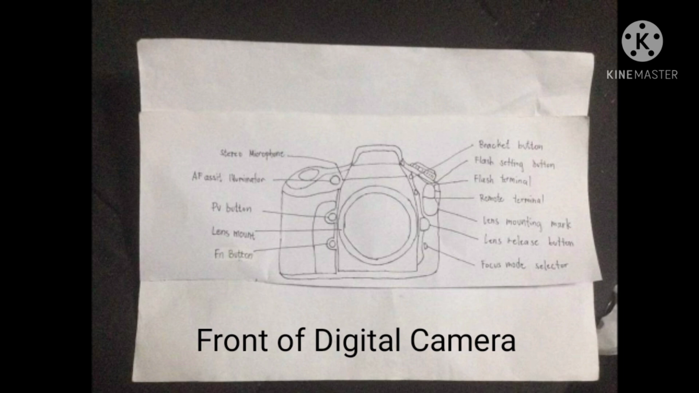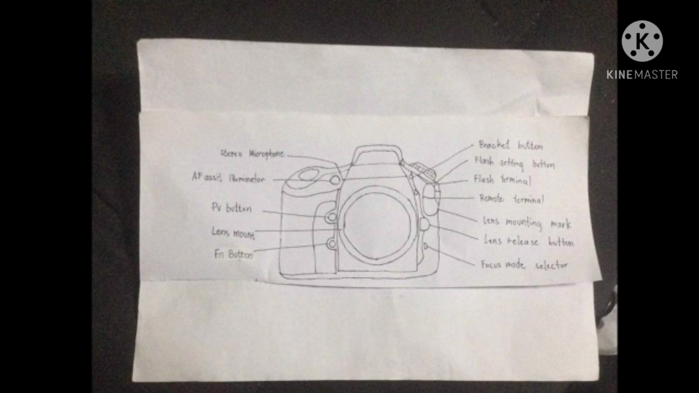Front of a digital camera. The purpose of a stereo microphone is to create a left and right audio image. The built-in AF Assist illuminator enables the camera to focus even when the subject is poorly lit. To stop the lens down to the selected aperture and preview depth of field during shooting, press and hold the PB button.